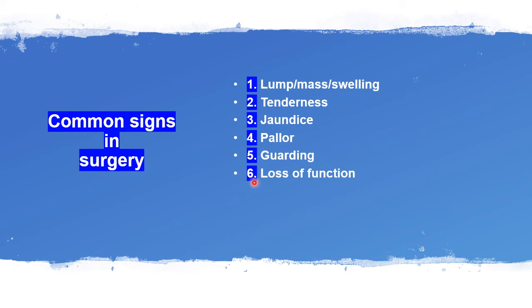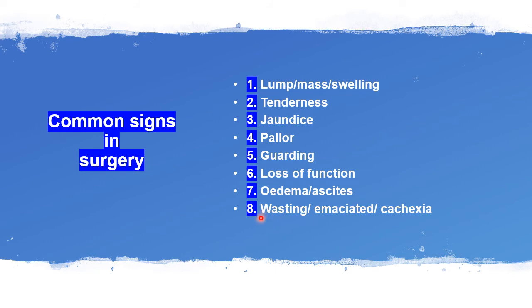Loss of function due to pain or deformity. Whether there's swelling, edema, or ascites. And lastly, wasting, emaciation, and cachexia. These may be signs of malignancy or signs of malnutrition and chronic illness.